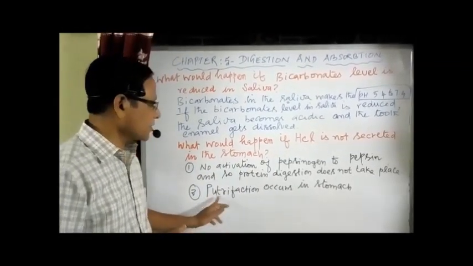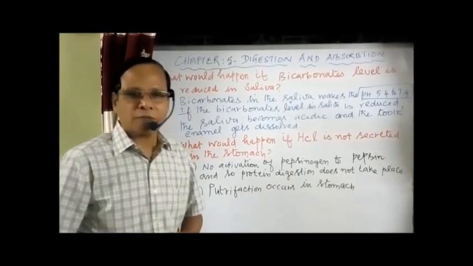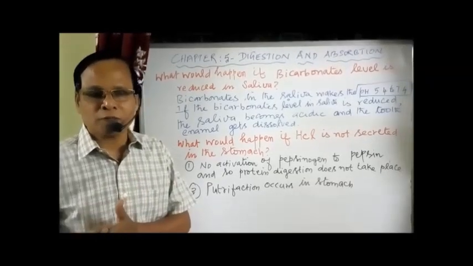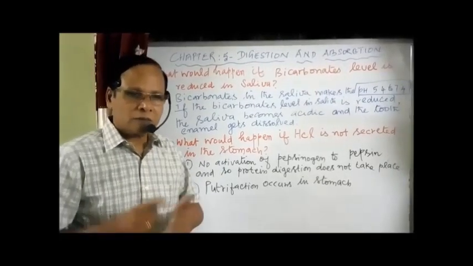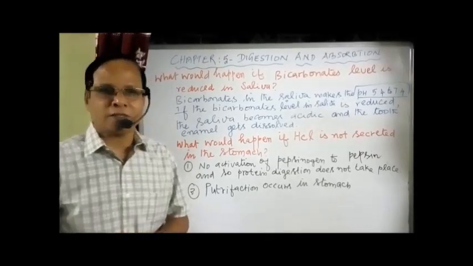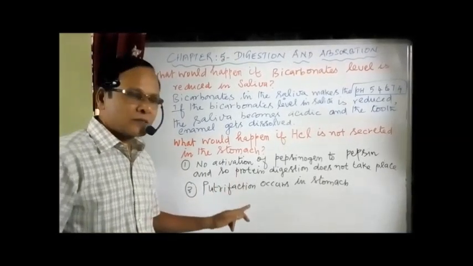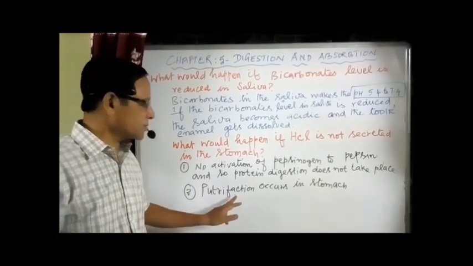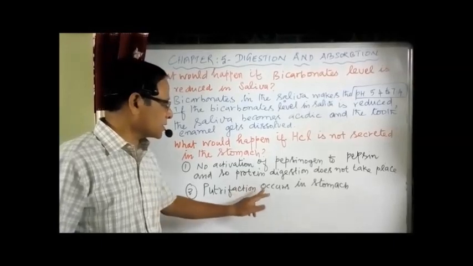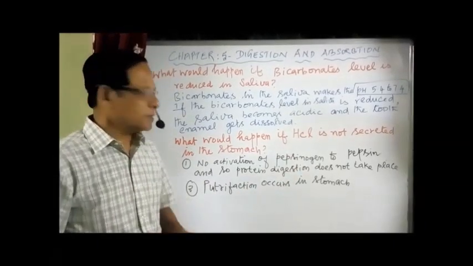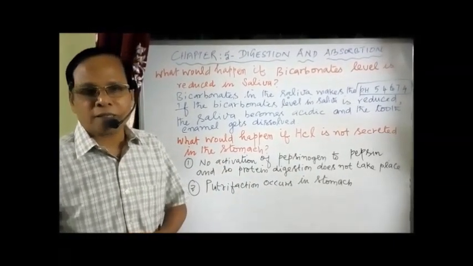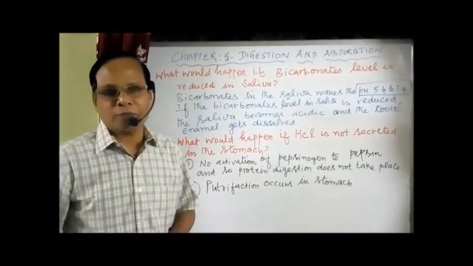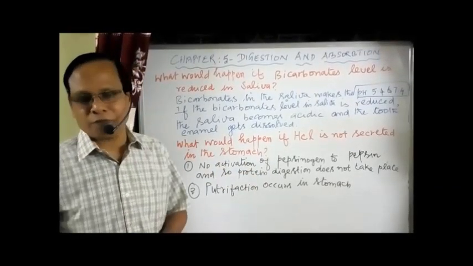Another effect: putrefaction occurs in the stomach. That is nothing but anaerobic breakdown of protein. Putrefaction causes bad smell, release of various gases, etc. So if hydrochloric acid is present, putrefaction is prevented. But if hydrochloric acid is absent, putrefaction occurs in the stomach. So these are the two effects when hydrochloric acid is absent in the stomach. These are the two questions I asked in the assignment, so note them down for your reference.